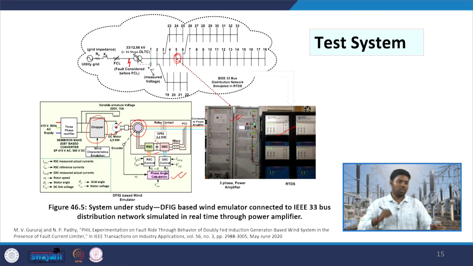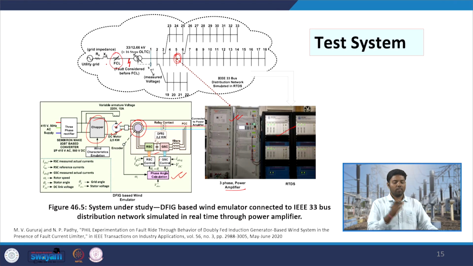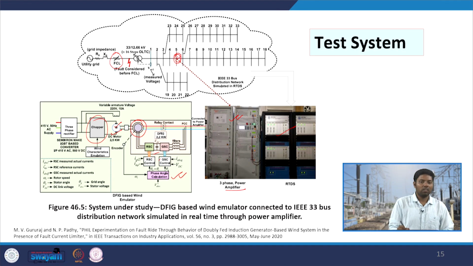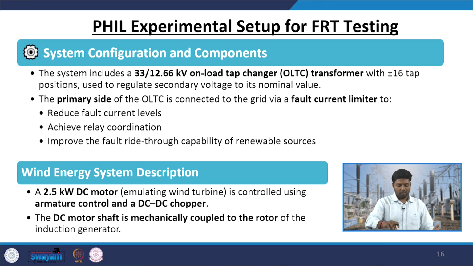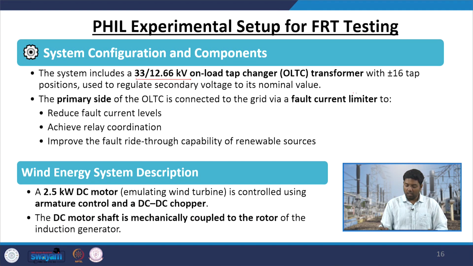power amplifier system. Okay, a 3-phase power amplifier, and then in the RTDS system, you put a fault current limiter before your DFIG setup. So, DFIG is at bus number 5 and your FCL is just after the grid. Okay. So, the system configuration is: the system includes a 33/12.66 kV on-load tap changer transformer. This is your this one. Then with plus minus 16 tap positions used to regulate the secondary voltage.